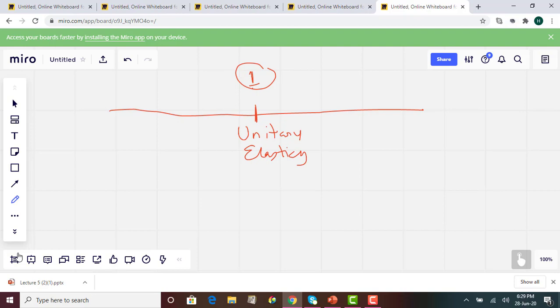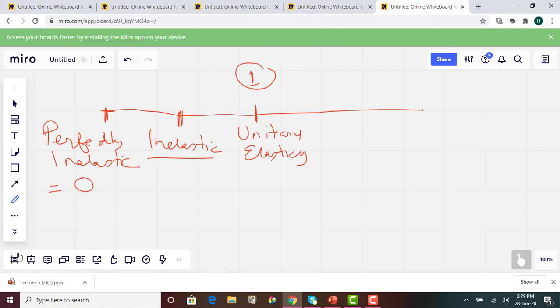To the left of unitary elasticity we are going to have inelastic demand, and at the very end, the far extreme is perfectly inelastic, and this is 0. The coefficient is 0. Here it's 1. Here is 0. Inelastic will have something in between 0 and 1.